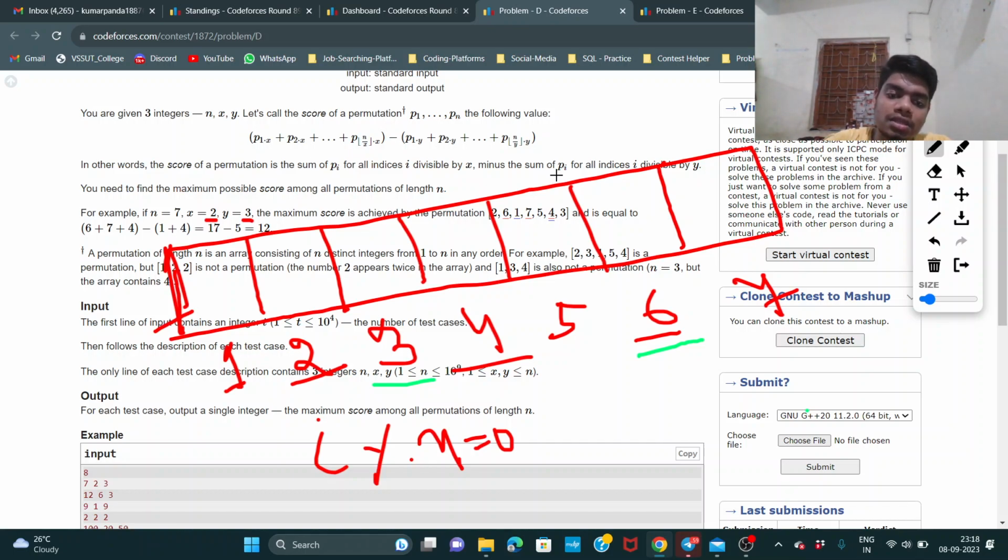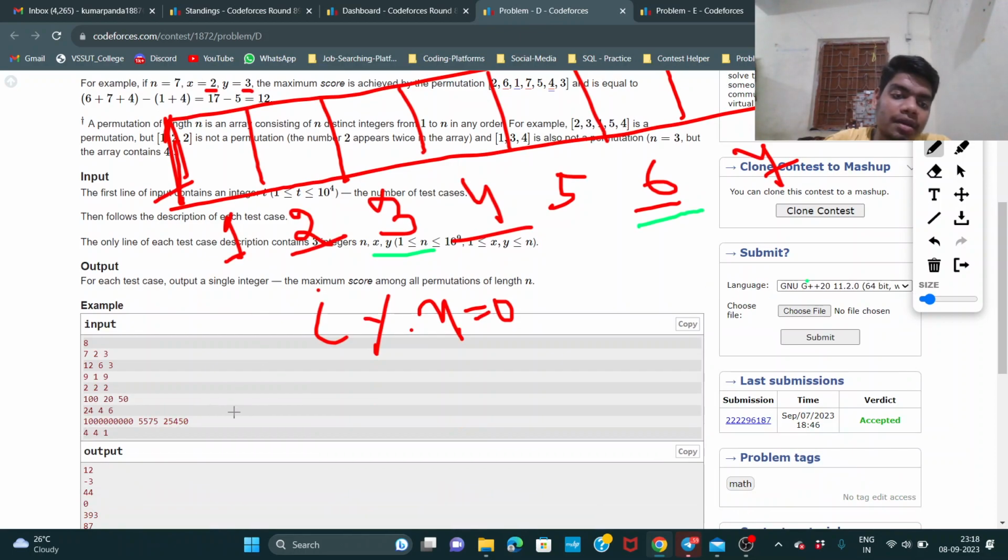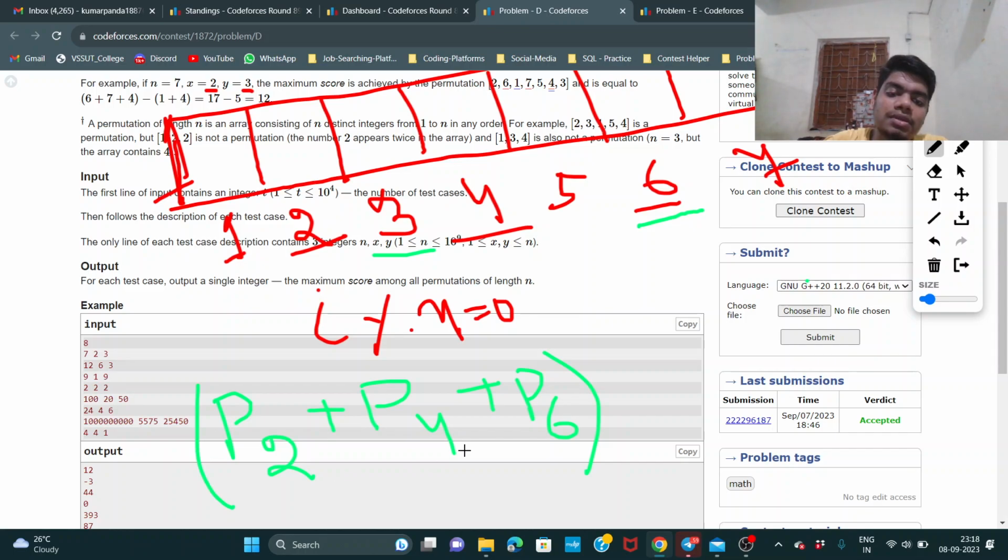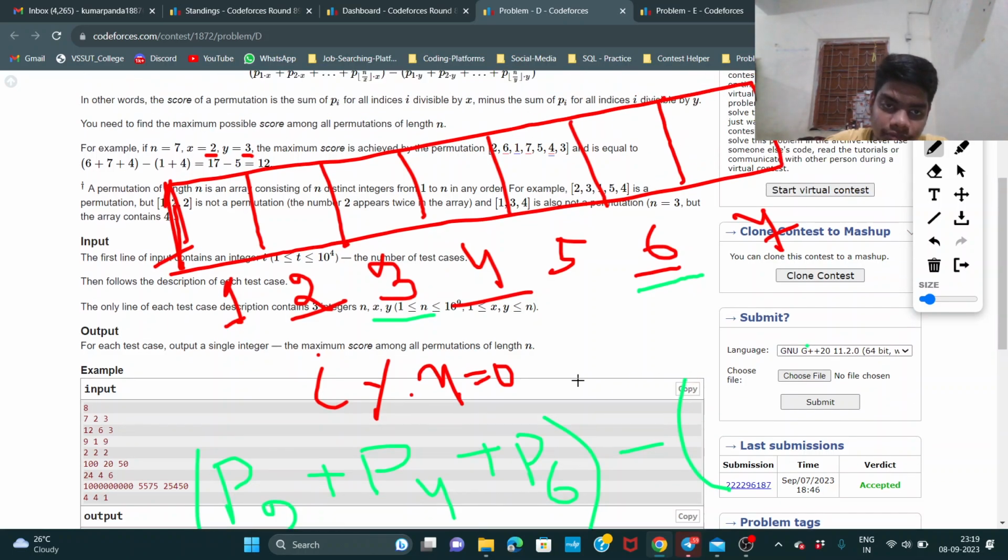Like here, this sum is p of 2 plus p of 4 plus p of 6. Find this, because these indices are divisible by 2, I mean the x value is equal to 2. And now subtract p of 3 plus p of 6.